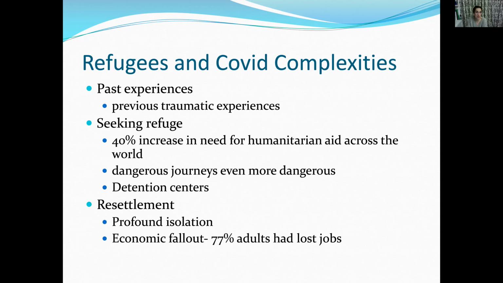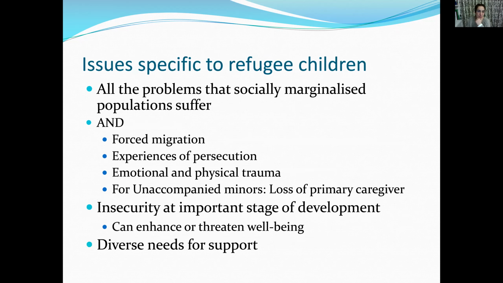If we're thinking about refugee children, this is the context in which they're being raised if they are with their families. So what happens to refugee children? Well, they suffer all the problems that socially marginalised populations suffer from, and also forced migration, experiences of persecution, emotional and physical trauma, and with unaccompanied minors, the loss of a primary caregiver. They're exposed to insecurity at an important stage in development, which can either enhance or threaten their well-being. And they have diverse needs for support, not just mental health support, but housing support and financial support.